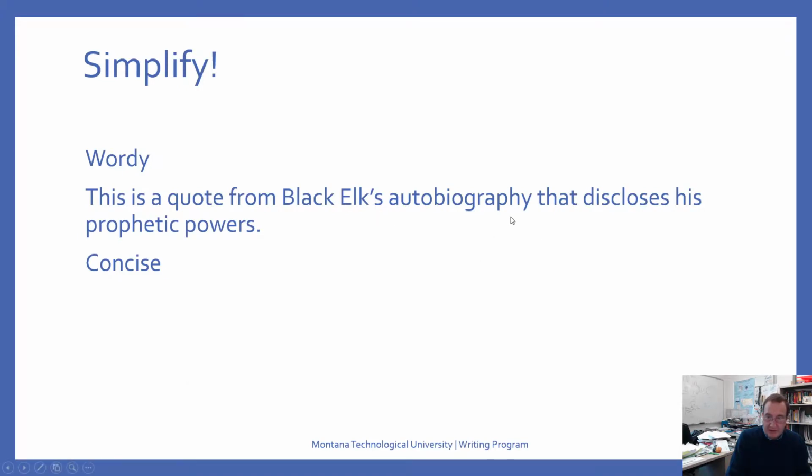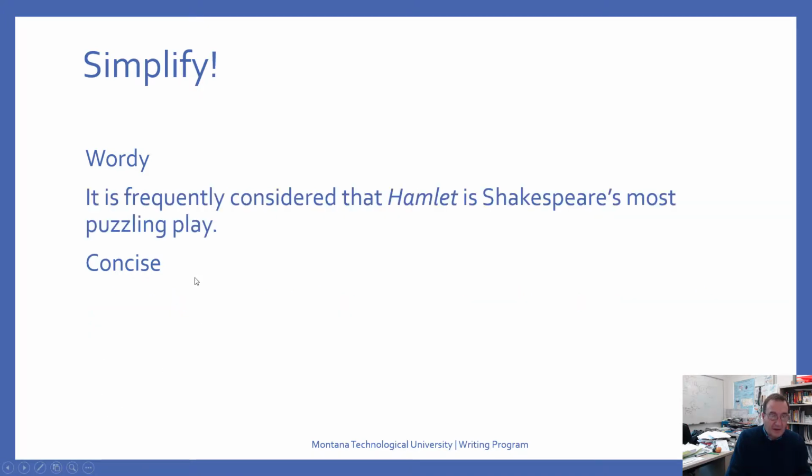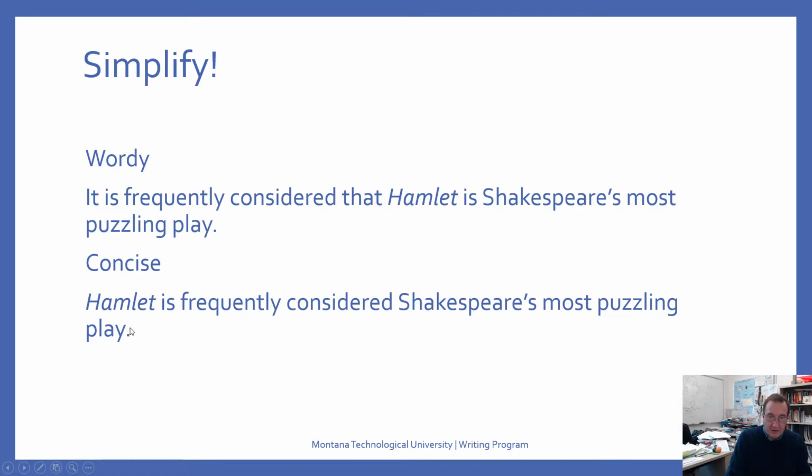This is a quote from Black Elk's autobiography that discloses his prophetic powers. This quote, got rid of the to be, from Black Elk's autobiography, discloses, we don't need that, his prophetic powers. Bunch of words we don't need, and it's stronger. It is frequently considered that Hamlet is Shakespeare's most puzzling play. False subject, to be verb. Hamlet is frequently considered Shakespeare's most puzzling play. We still have a to be here, but it is more correct than it was before.